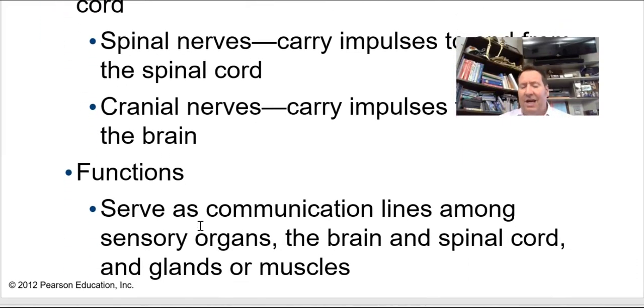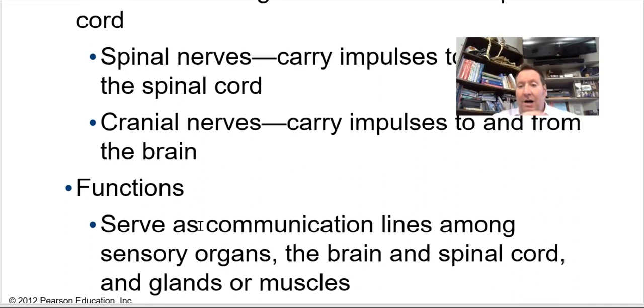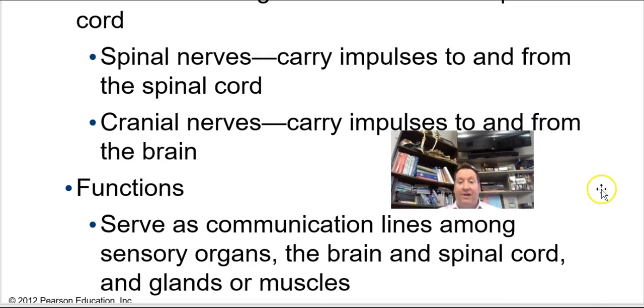Basic function is going to be serving as communication lines among sensory organs. So they act as a communication line. Hey, this is what's going on outside of these sensory organs. And it's also going to alert muscles and glands when we want to respond. You can think of it as electrical wiring. That's kind of how I envision it. You have this electrical wiring that's running to your brain, and you have this electrical wiring that's running away from your brain and your spinal cord.